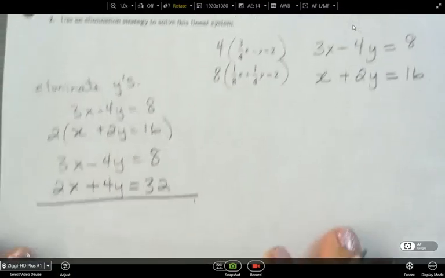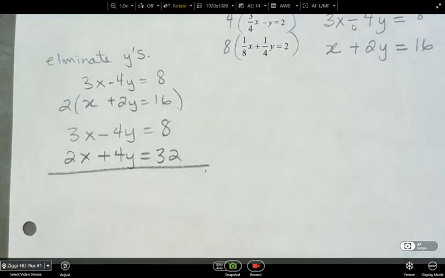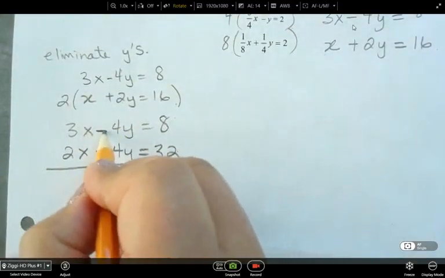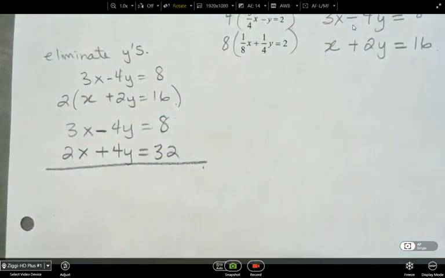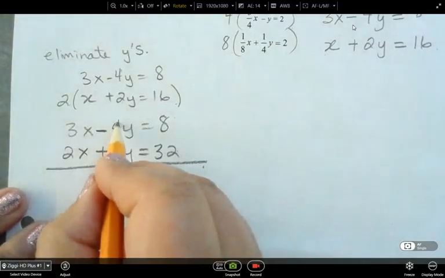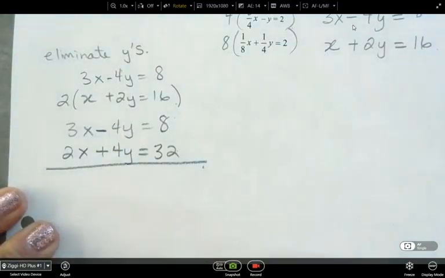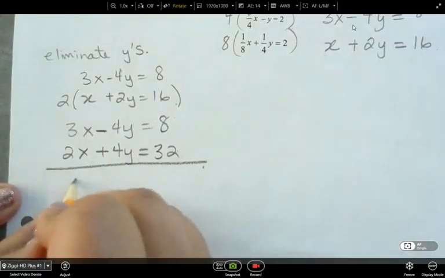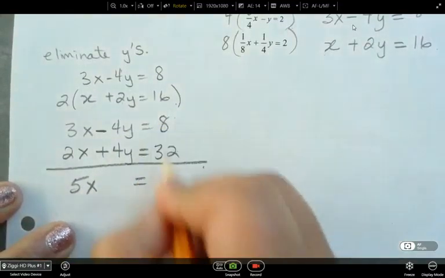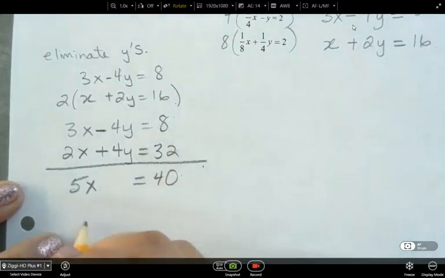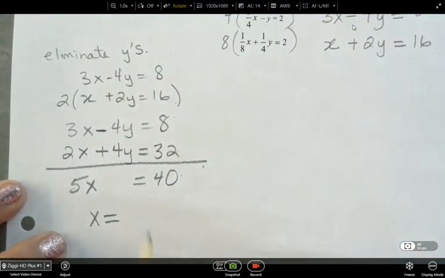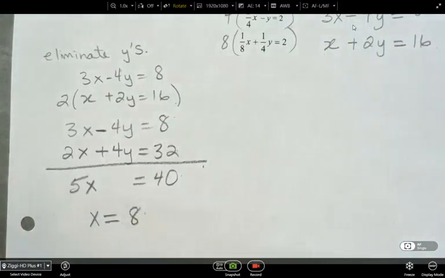Okay, so now am I going to add these together or subtract them? Add them. I'm going to add them because the y's have opposite signs. And when I add -4 and 4, I get 0. So add your x's together, add your constants together, and what do we get x equals? X equals 8. Okay, perfect. Now, let's figure out what do we do next.